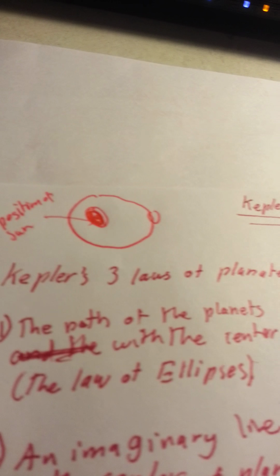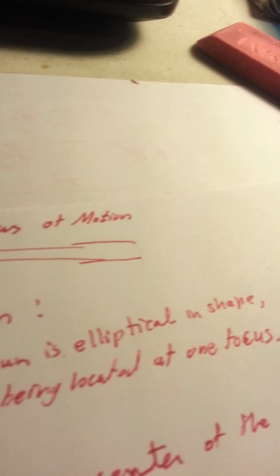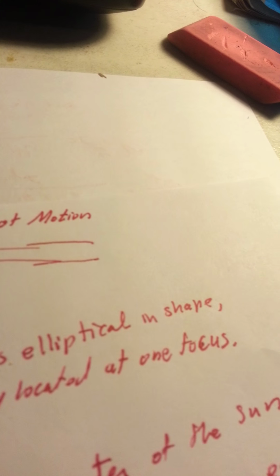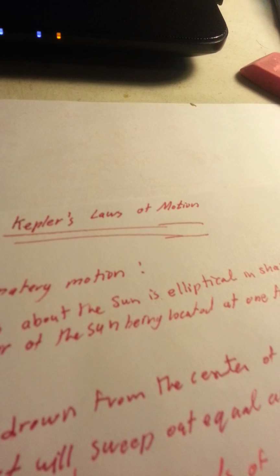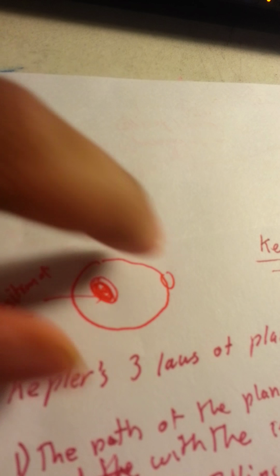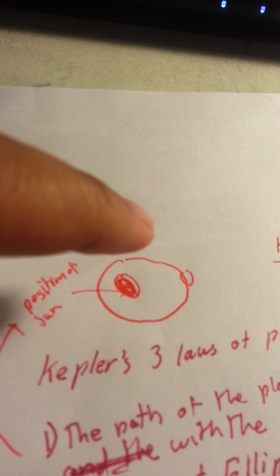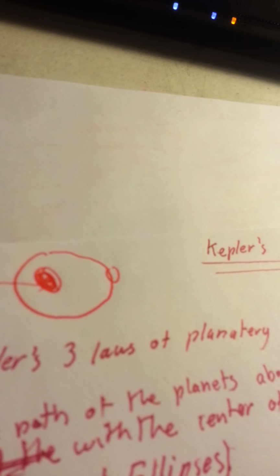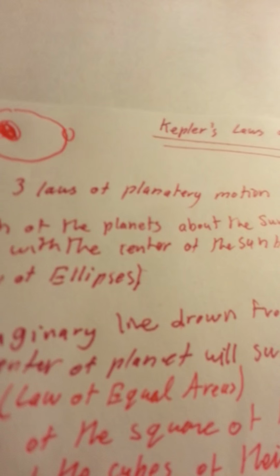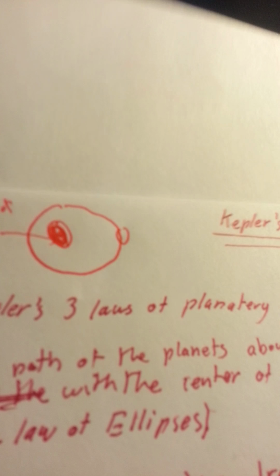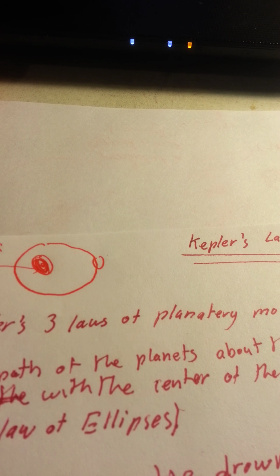So the first law says that the path of the planets about the sun is elliptical in shape, with the center of the sun being located at one of the foci. Now see, that is called the law of ellipses. So if this is a planet, the sun would be located at one of the foci of the ellipse. So that's what the first law said. I'll try to do a derivation or proof for why the sun is located at the focus, but for now, let's move on to the second one.